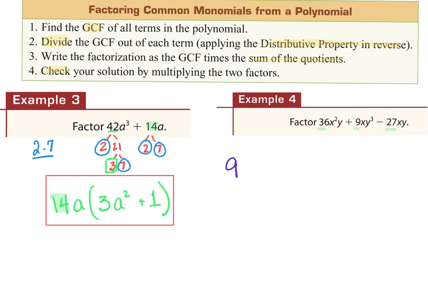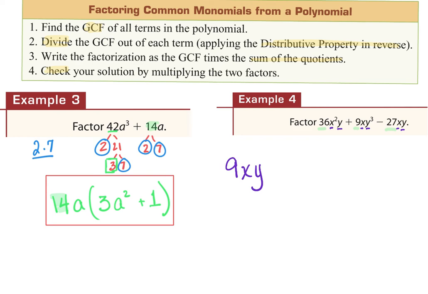Let's look at my variables. I have x squared, x to the first, x to the first. How many x's can I take out? 1. Let's look at my y's. I have y to the first, y cubed, and y to the first. How many y's can I take out? 1. This is going to be on the outside.